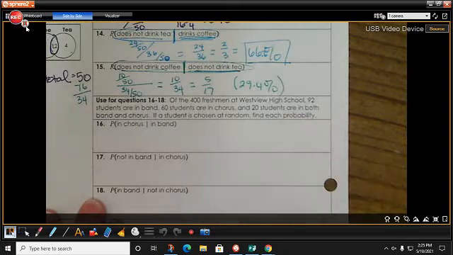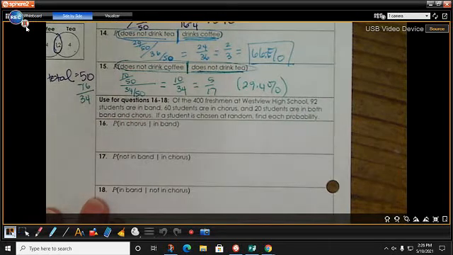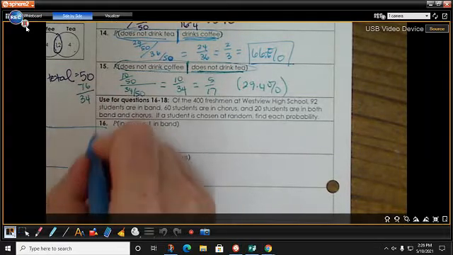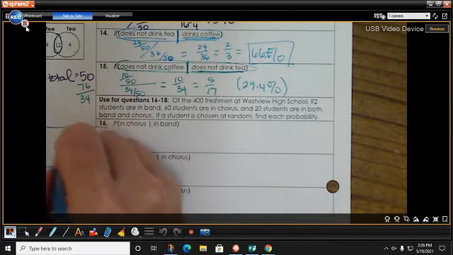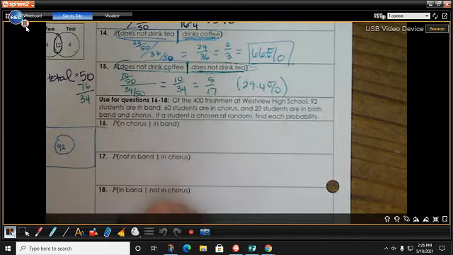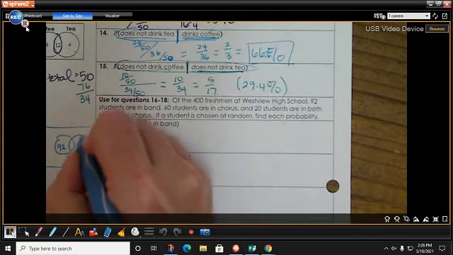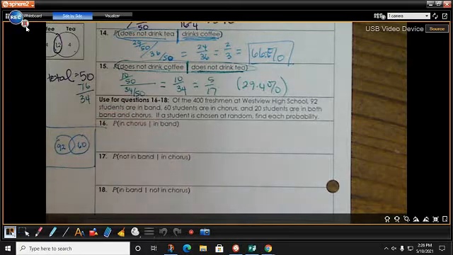Right? Last section. Of the 400 freshmen at Westview High School, 92 are in band, 60 are in chorus, and 20 are in both. I'm going to draw a Venn diagram for that. Okay? I know 92 are in band. I know that 60 are in chorus, and 20 are in both band and chorus.